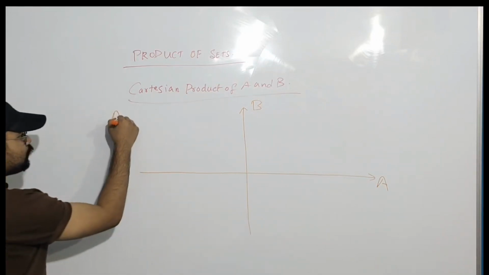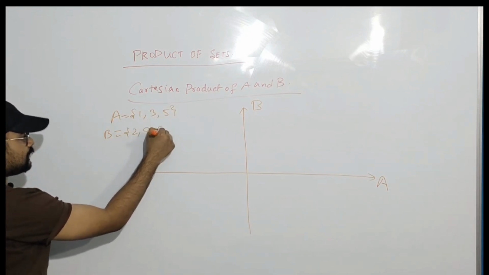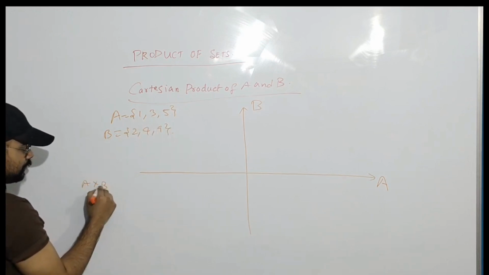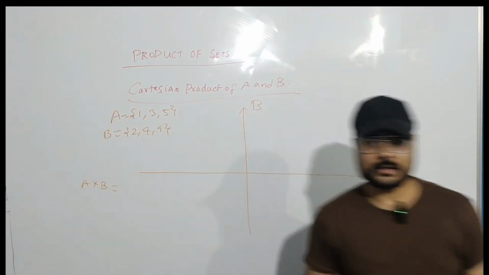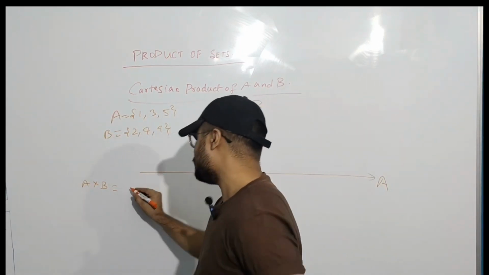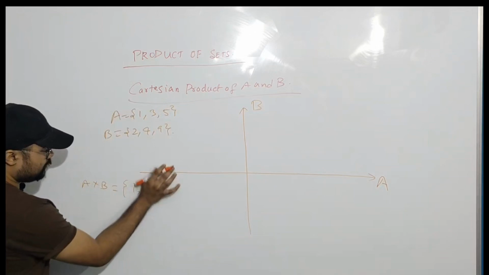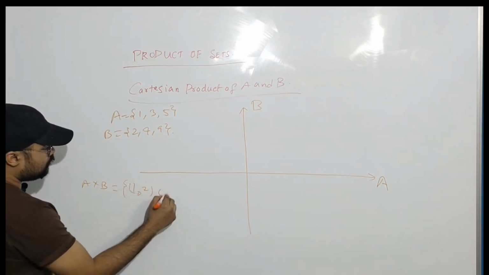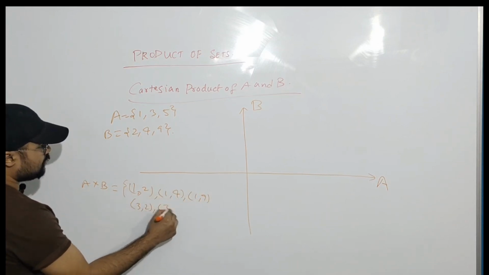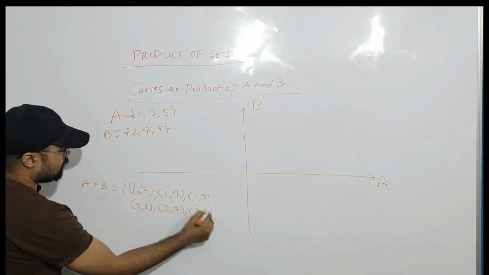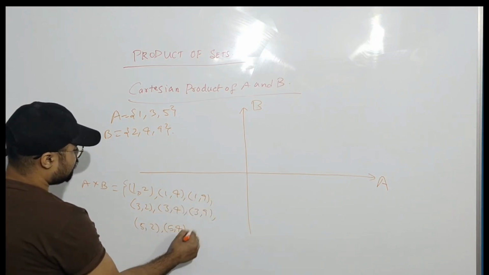Let me take A to be 1, 3, 5 and B to be 2, 4, 9. Then what is A cross B? How many elements will be there in A cross B? 3 into 3, 9 elements. So the number of elements in A cross B is: 1 and 2, 1 and 4, 1 and 9, 3 and 2, 3 and 4, 3 and 9, 5 and 2, 5 and 4, 5 and 9.